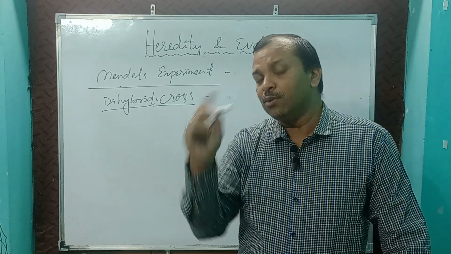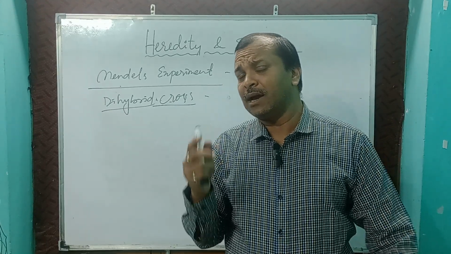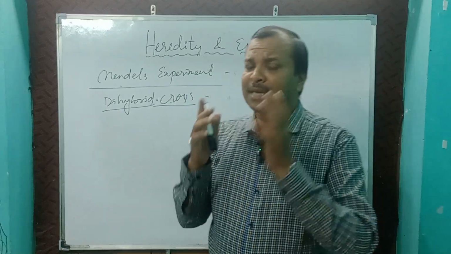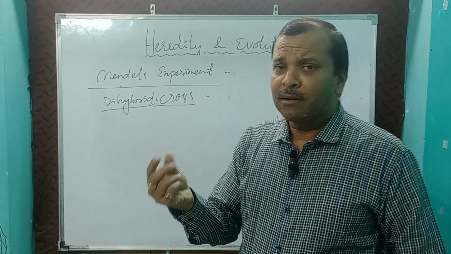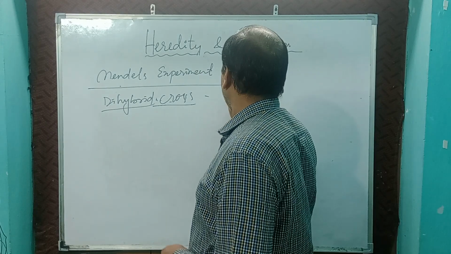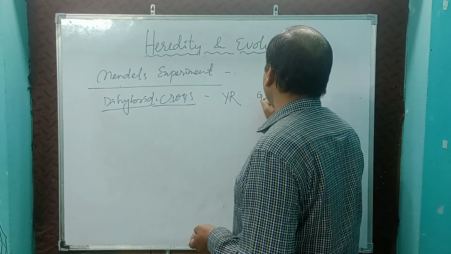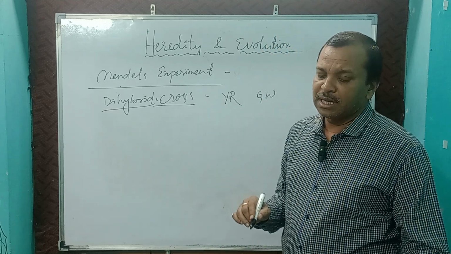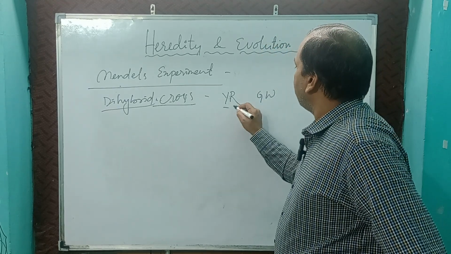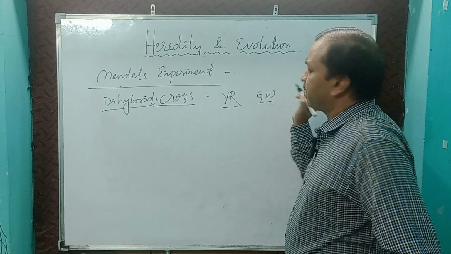Like suppose I will take 2 characters. I will take yellow and round as the first parent, and another one I will take green and wrinkled. Is it clear? Yellow and round, green and wrinkled.